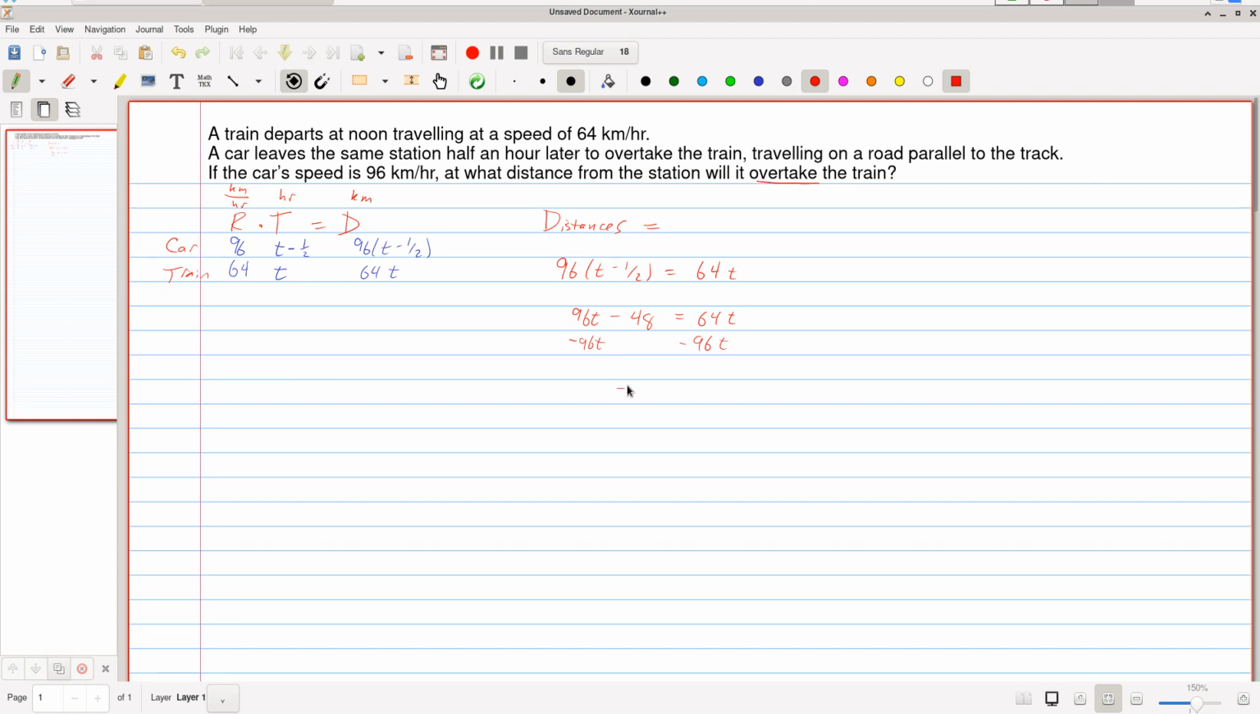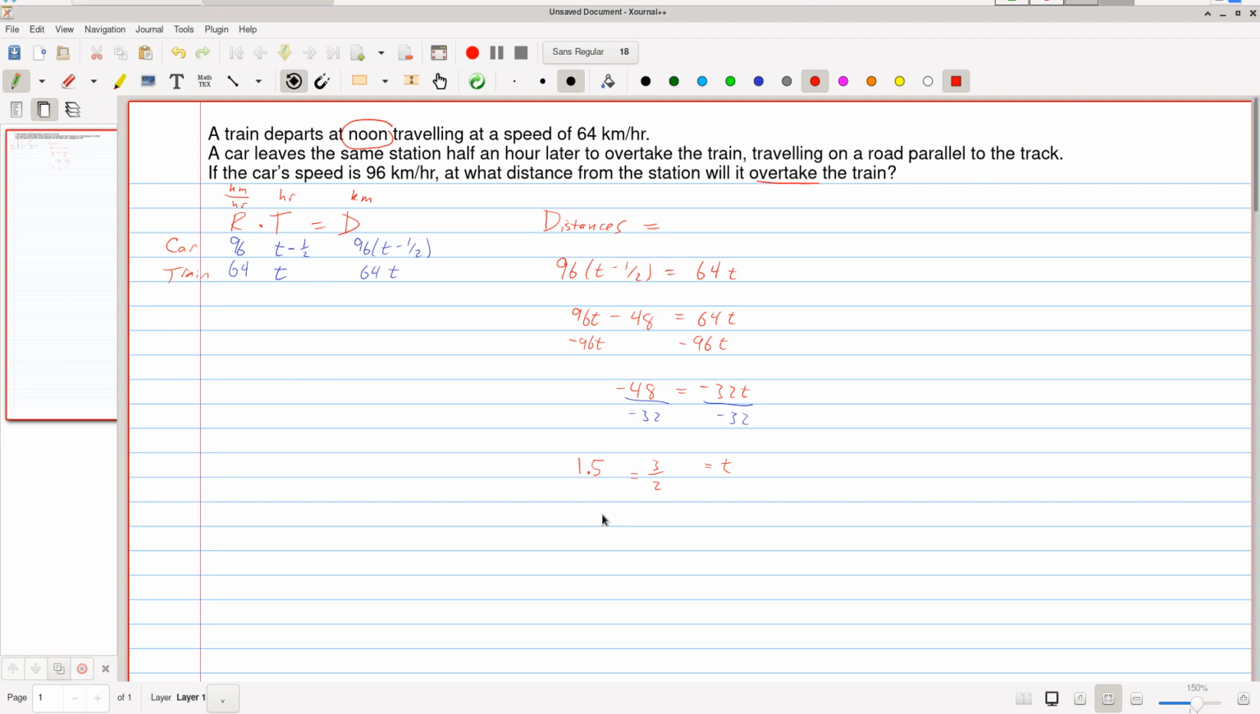On the left-hand side, these cancel, and we've got negative 48. On the right-hand side, we subtract these out, and we've got negative 32t. And we divide both sides by negative 32. So we've got t equals 3/2, or 1.5. This tells us the time after noon, because that's when the train left. So at 1:30 is when the car overtakes the train.